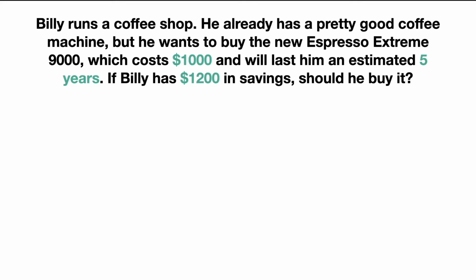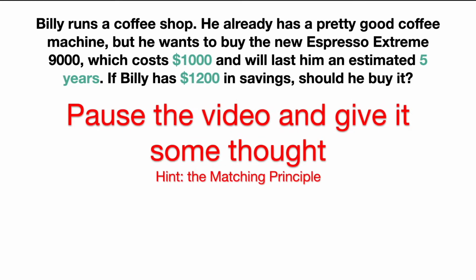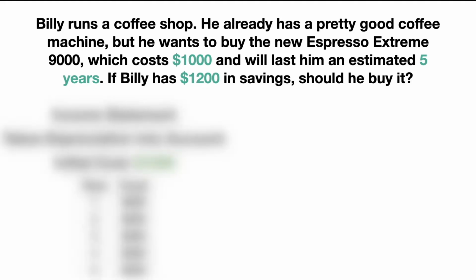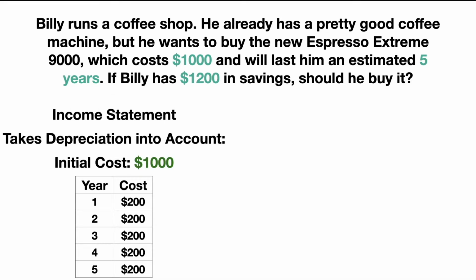Think of how we do our accounting on an income statement, especially when it comes to equipment like a coffee machine. Alright, let's see what it would look like. So the problem states that this machine has an estimated useful life of 5 years, right? In the second sentence, it says he wants to buy the new Espresso Extreme 9000, which costs $1,000 and will last him an estimated 5 years. So in the income statement, you would take depreciation into account and spread out the cost of the coffee machine over 5 years. So $1,000 over 5 years would get you an estimated yearly cost of $200.